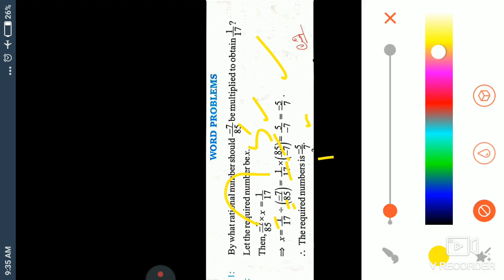And I told you, when we solve division of rational numbers we change the sign to multiplication and take the reciprocal of the second number. The divide sign becomes the multiply sign and the number becomes its reciprocal: 85 upon minus 7. 17 times 5 is 85, so 5 upside and minus 7 downside. The answer will be minus 5 upon 7. Understood?